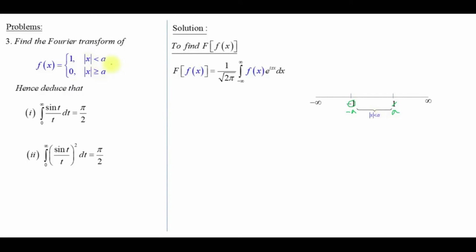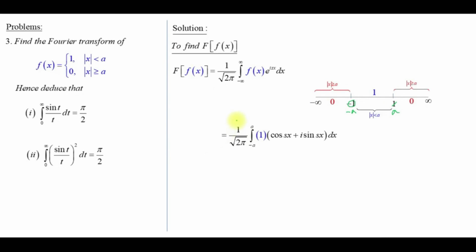In mod x less than a, f of x equals 1. The other two parts, minus infinity to minus a and a to infinity, together are called mod x greater than or equal to a. In those limits, f of x is given as 0. Therefore, we take the limit minus infinity to plus infinity as minus a to plus a, because in this limit only f of x is non-zero.